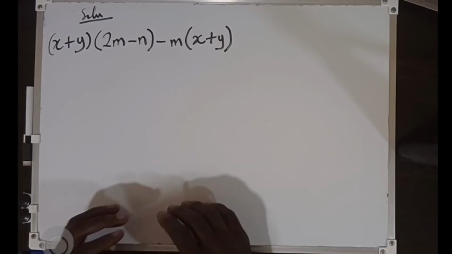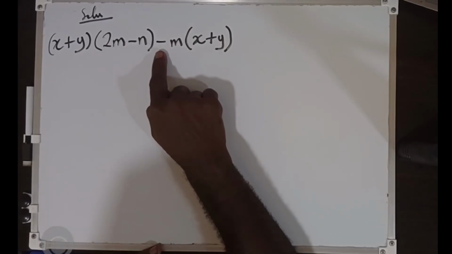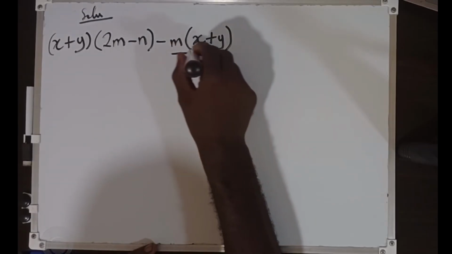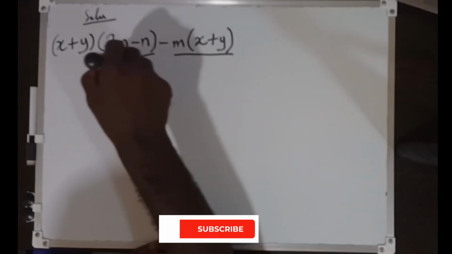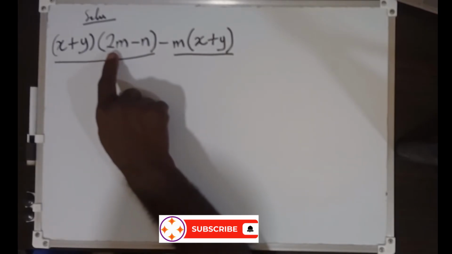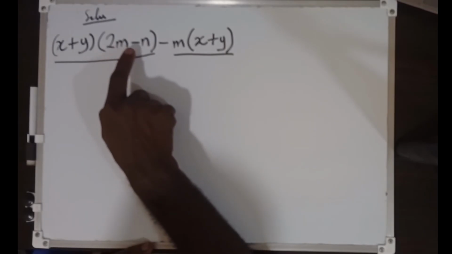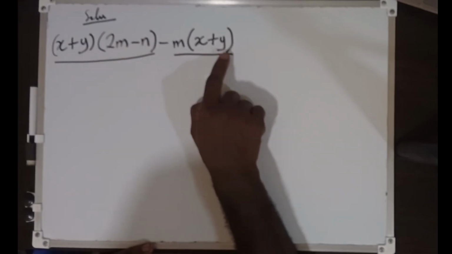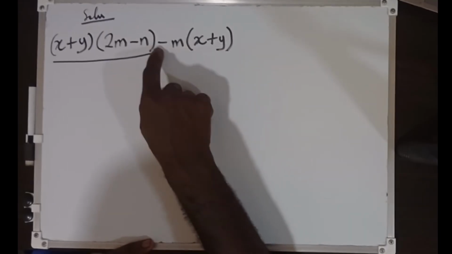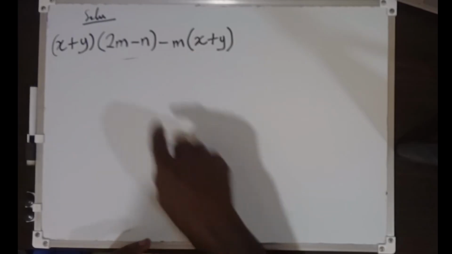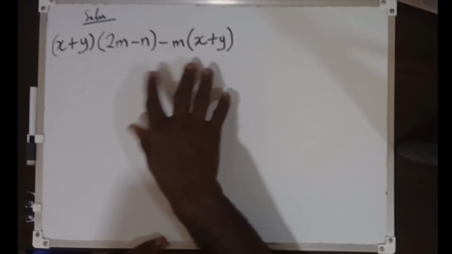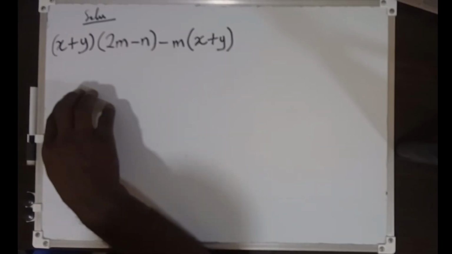Now you can clearly see that there is a subtraction sign here, which means we can consider this as one term and this as another term. So we have (x + y) multiplied by (2m - n) as one term, and then m multiplied by (x + y) also as another term. The question asked us to factorize. Factorizing means that we have to look at the two terms and then bring something that is common to both terms outside of a bracket.